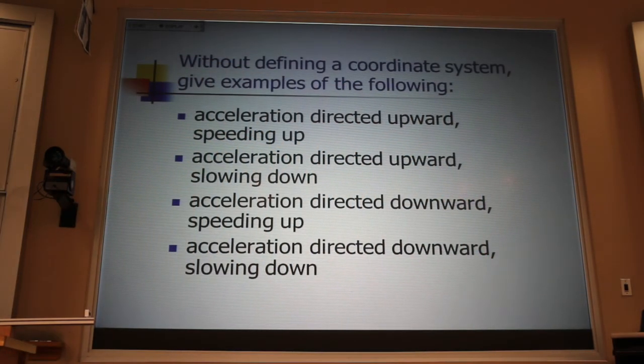The acceleration vector, not so. Acceleration vector, you have to use your gut. If you're speeding up, it's in the same direction as the velocity. If you're slowing down, it's the opposite direction. Now, if the acceleration vector is up and I'm slowing down, I'm looking for cases where the velocity vector is down. Now who's got an example?